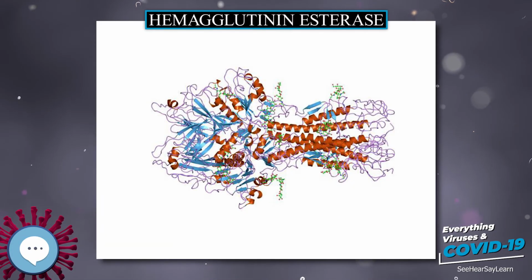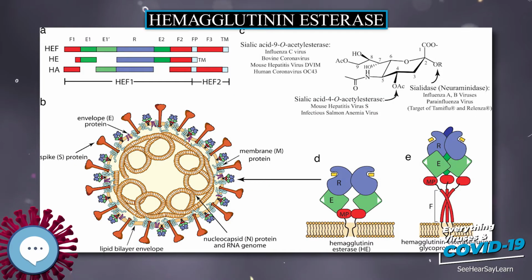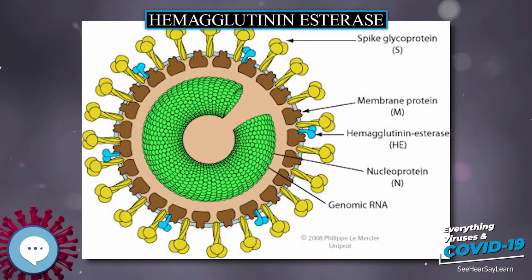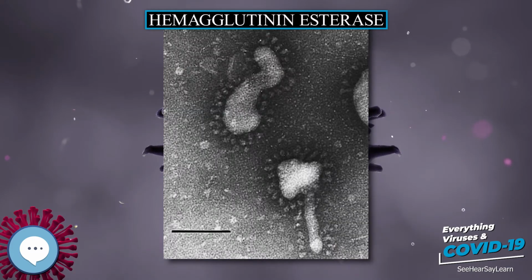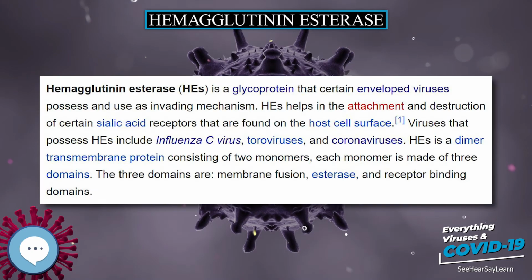Hemagglutinin esterase, HES, is a glycoprotein that certain enveloped viruses possess and use as an invading mechanism. HES helps in the attachment and destruction of certain sialic acid receptors that are found on the host cell surface. Viruses that possess HES include Influenza C virus, toroviruses, and coronaviruses.